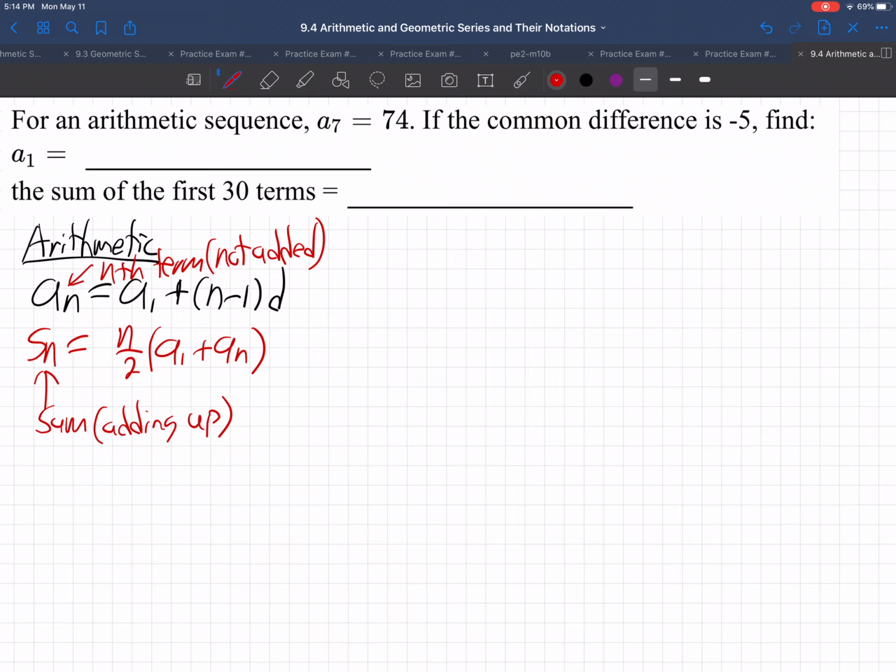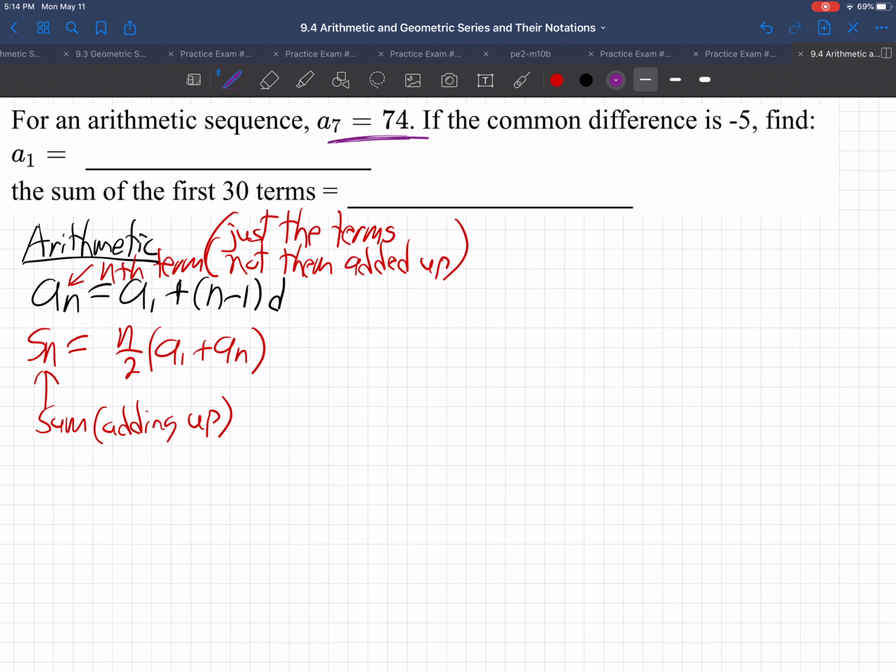Okay, so I don't know if maybe I shouldn't put nth term, just the term, not the terms added up. How about that? That's more clear. So the top formula is just the terms, not them added up. The bottom formula is the sum. It's them added up.